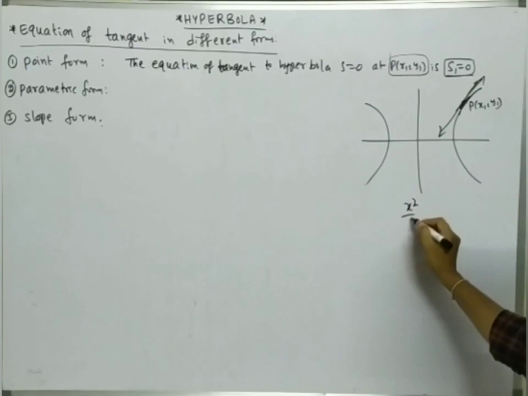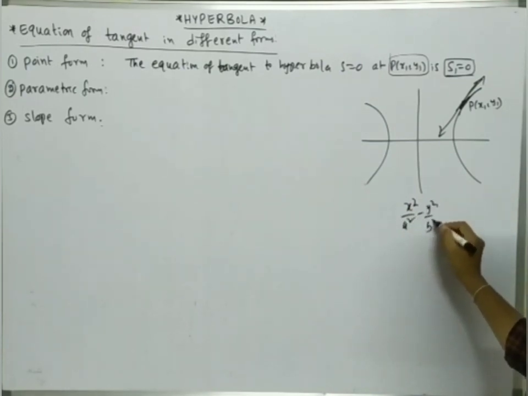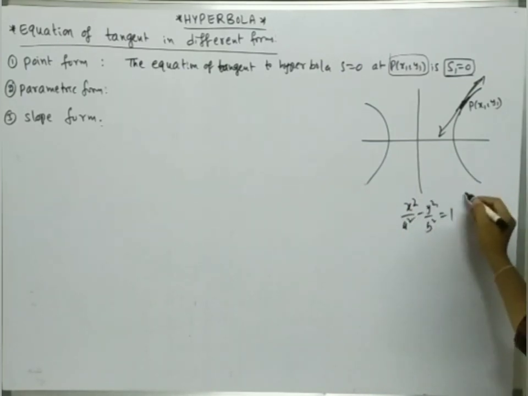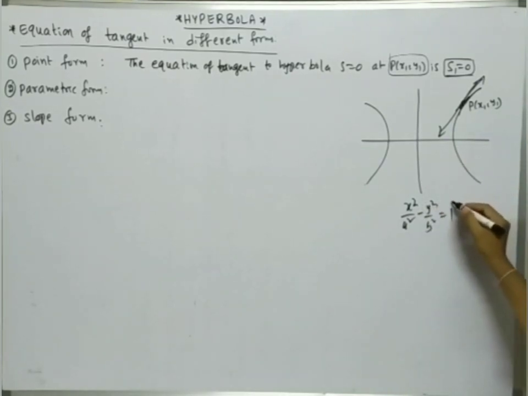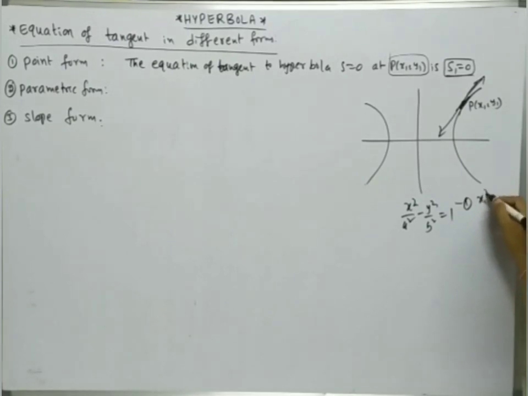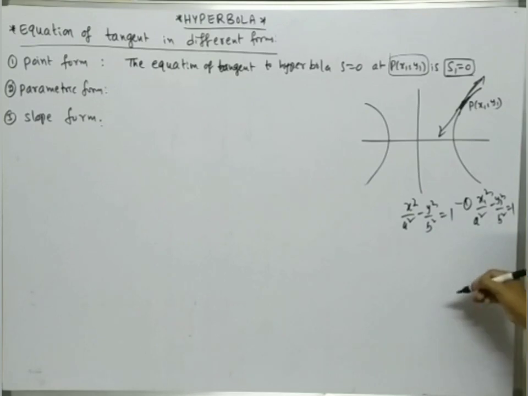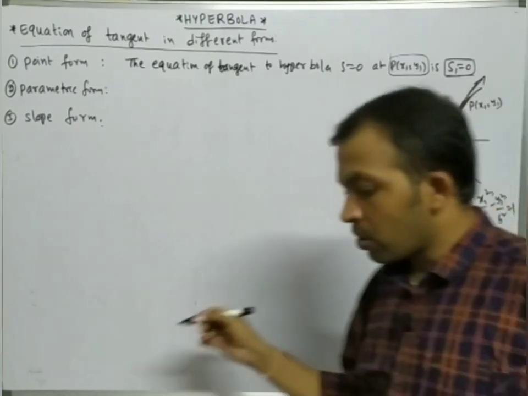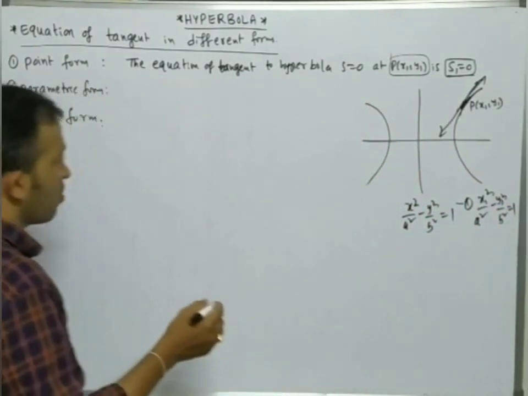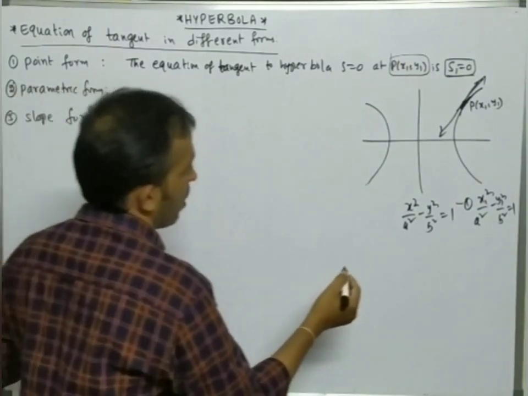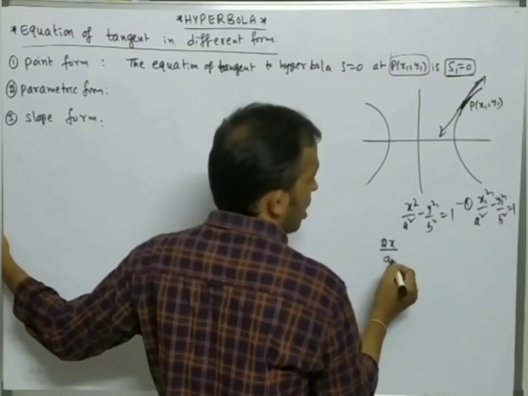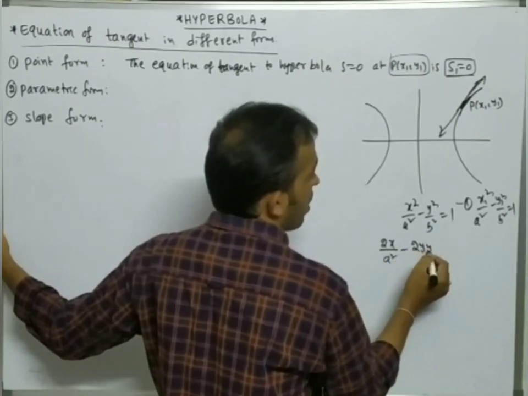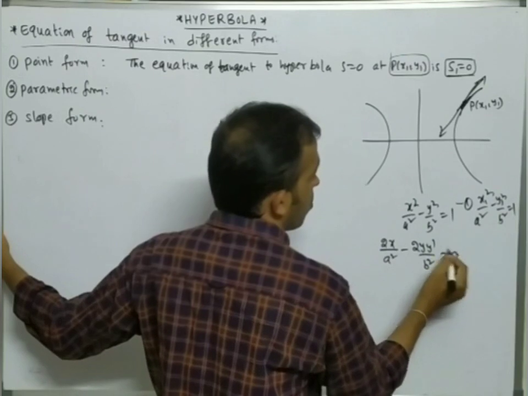Now, x square by a square minus y square by b square is equal to 1 is the equation of the hyperbola. Let P(x1, y1) be a point on the hyperbola, so it lies on equation number 1. Therefore x1 square by a square minus y1 square by b square is equal to 1. Now differentiate this with respect to x to find the slope. You will get 2x by a square minus 2y y dash by b square is equal to 0.